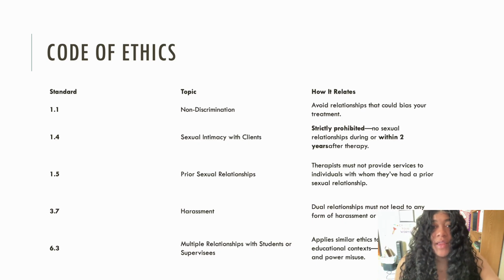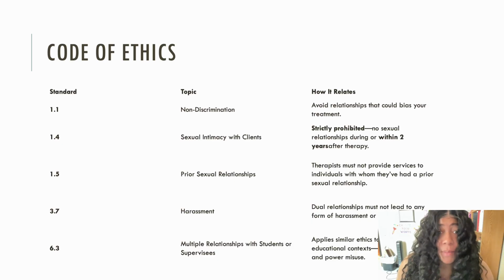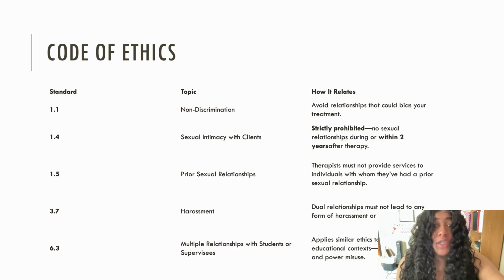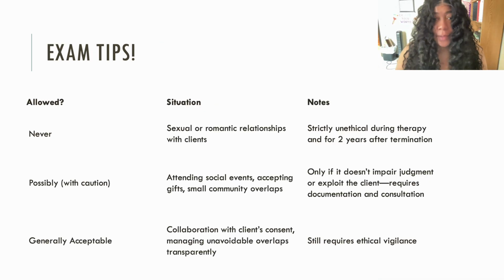Again, these are your code of ethics that has to do with multiple relationships and dual relationships. This is what it tells you: what's prohibited, what's allowed, and what's not allowed. Get to know your code of ethics. Read your code of ethics. This is also posted in the group for your own studying time, okay?